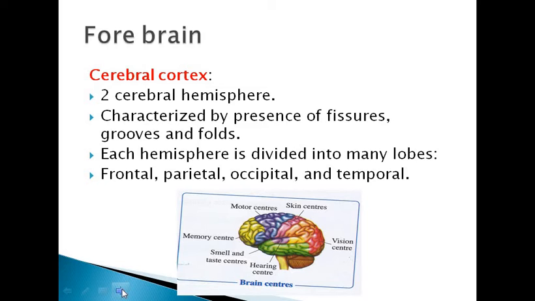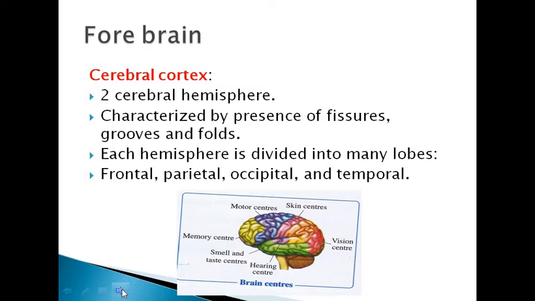What is the main function of each lobe? The frontal lobe contains the center of voluntary movement, I mean the motor movement: walking, writing, and so on. This motor or voluntary movement is controlled by centers present in the frontal lobe. Also, speech and memory centers are present in the frontal lobe.